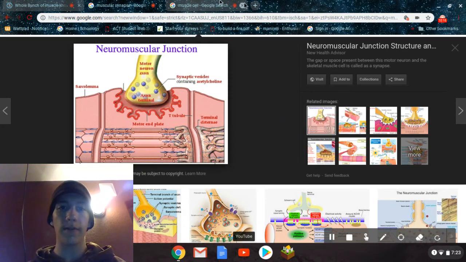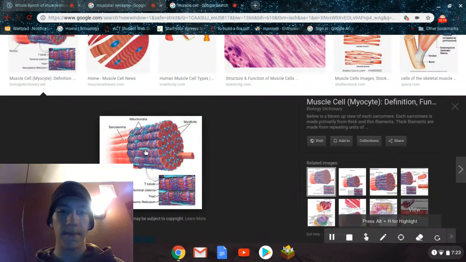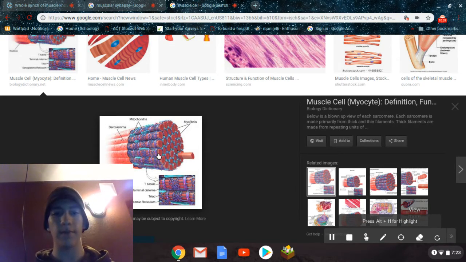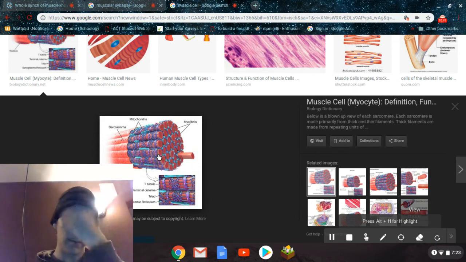You remember all of these mitochondria? They're constantly making and producing all of this ATP. There's a mitochondria, I think, next to each individual myofibril somewhere. See, and each bundle of sarcomeres is a myofibril.